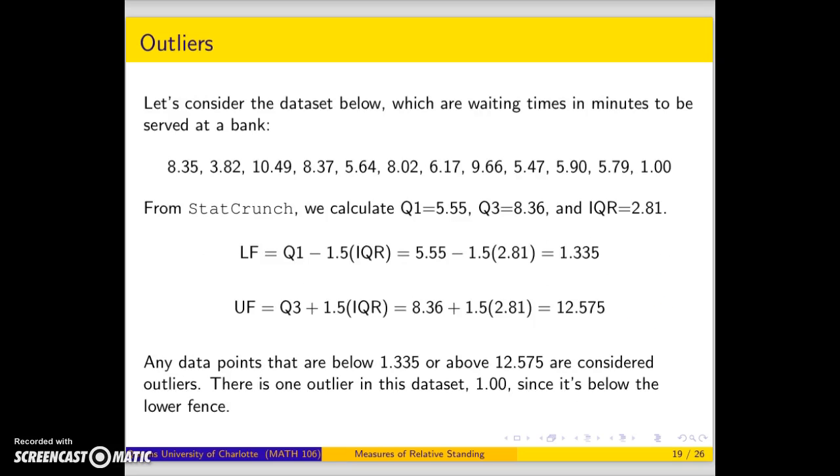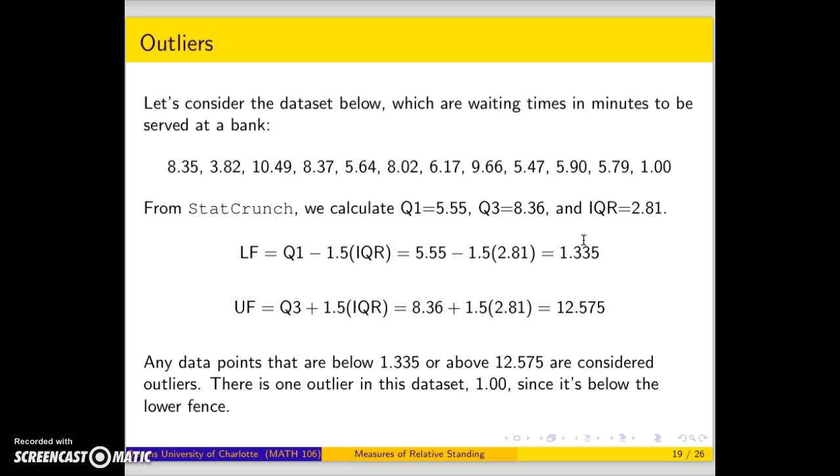So if we calculate the lower fence using the Q1 that StatCrunch provided, we plug in Q1 and the interquartile range, and we get 1.335. And then again for the upper fence, we just plug in Q3 and the interquartile range, and we get 12.575. And so any data points that are below 1.335 or above 12.575 are considered outliers.